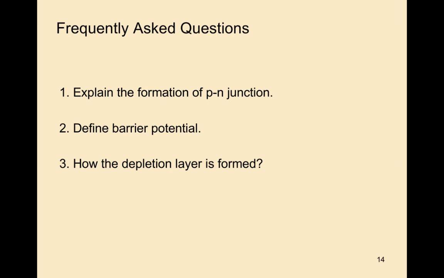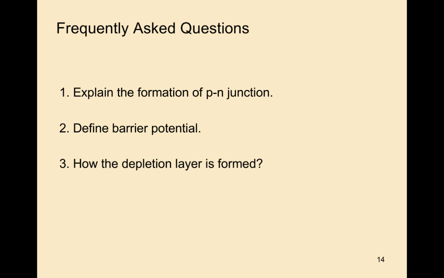So the holes from the p side move towards the n side and electrons from the n side move towards the p side. In this way, recombination takes place. Just by joining them, this recombination takes place just near the junction.